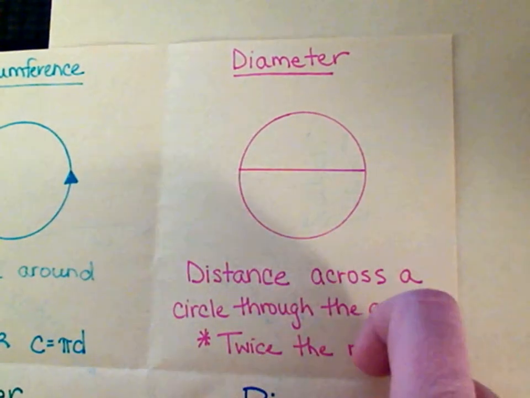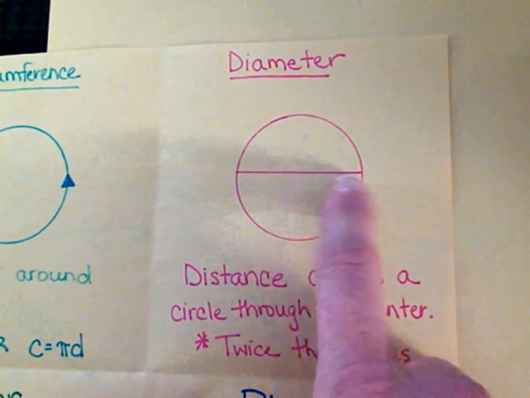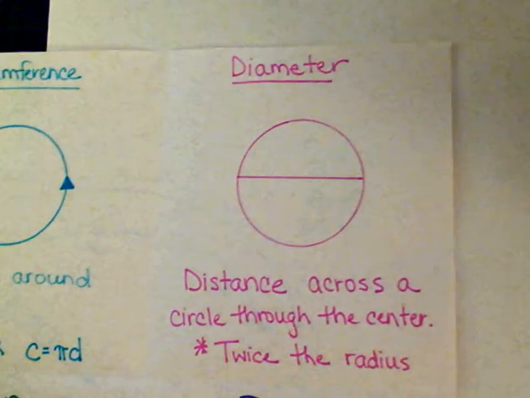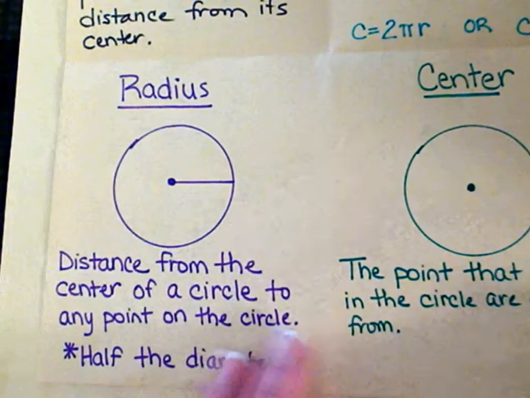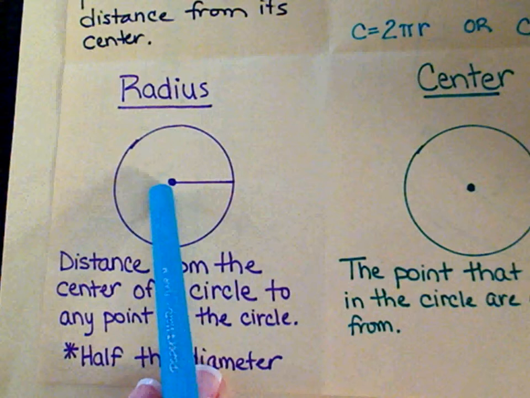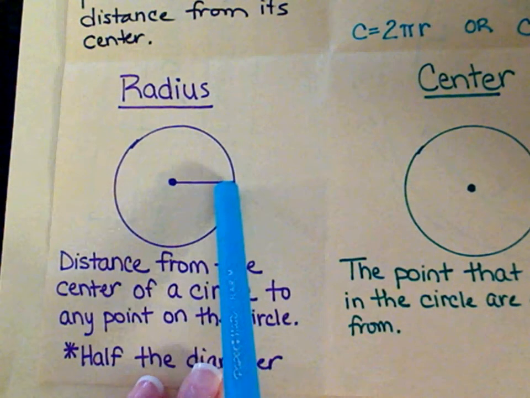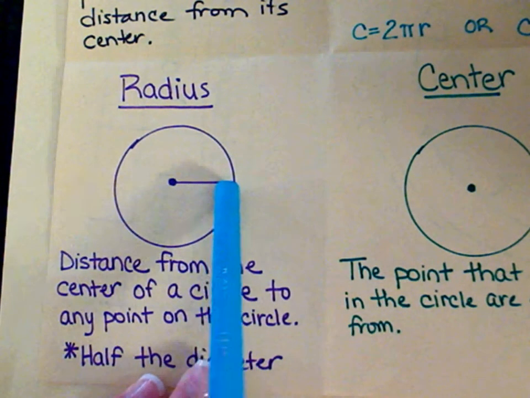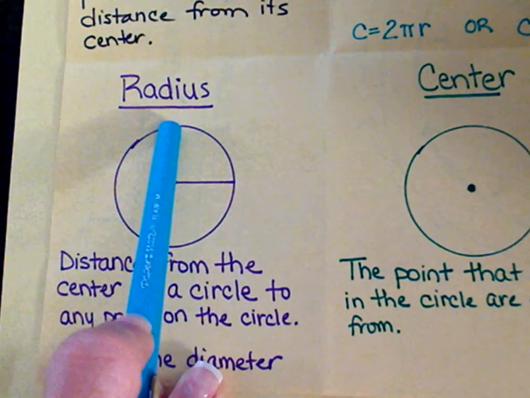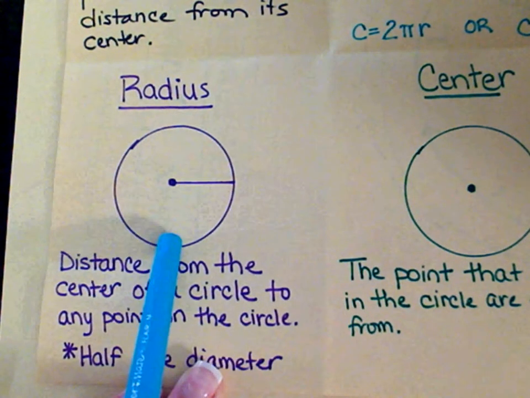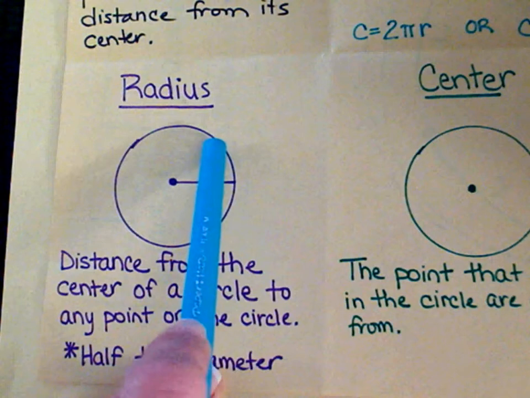The next part of our circle that we talked about is diameter. Diameter is the distance across a circle through its center. It must go through the center to be the diameter. It goes from end to end. This is going to be twice the radius because it goes all the way across, and we'll show you what radius is next.